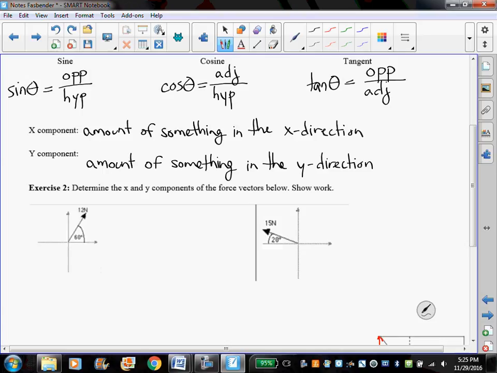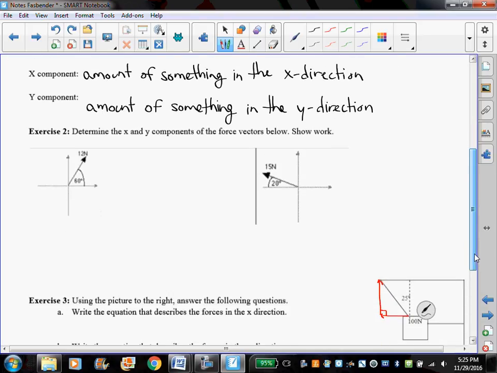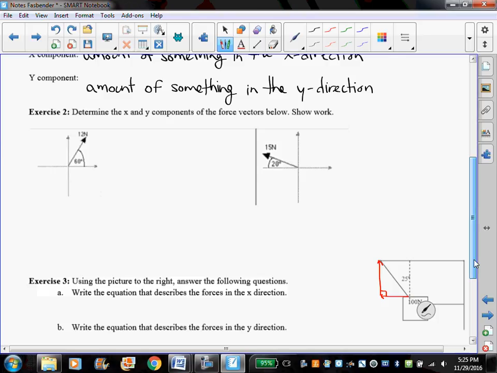And in this unit, because we're so focused on forces, we will probably be trying to find the x component of a force. So let's do a quick example where you find the x component and the y component of the given force. So this first one is a 12 Newton force that is at 60 degrees.